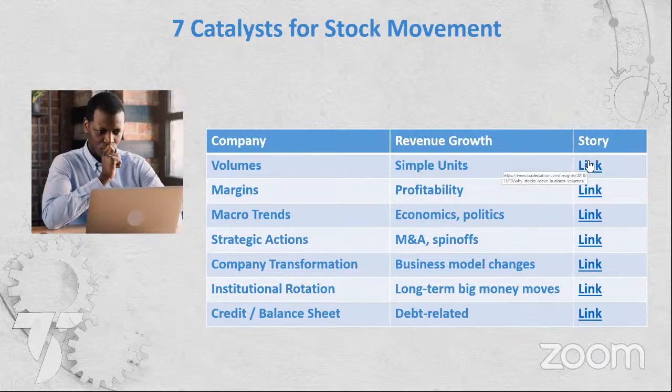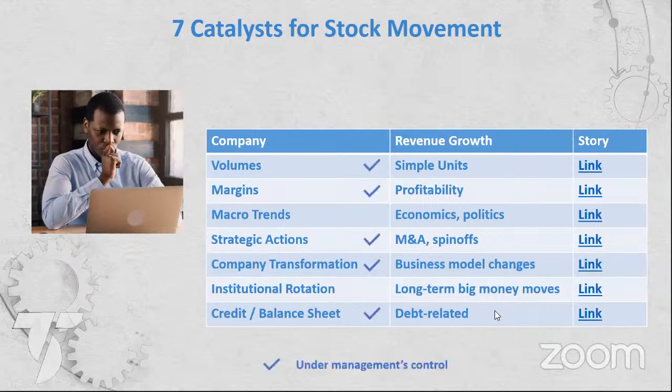Now, if you have the PDF that's in the zip file, all these have articles associated with them that you can click on and read on Market Insights. Next, certain of these items are under the control of management, for example volumes and margins, but not macro trends. Companies cannot control interest rates. They cannot control if oil prices go up and down. They can control to a certain extent if they're selling more of a product or less of a product.